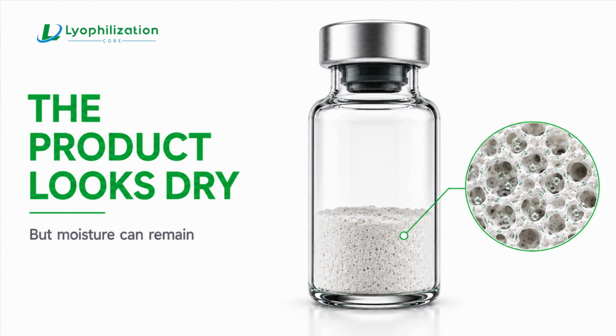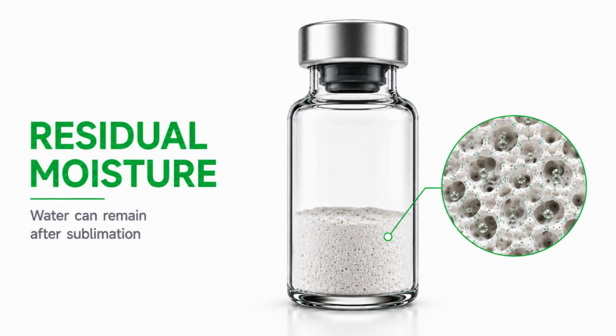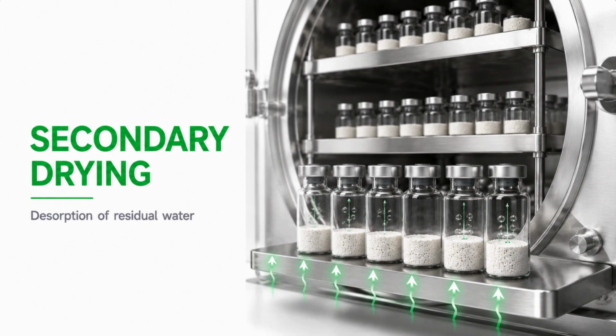At the end of primary drying, the product looks dry. The ice has been removed and a porous cake remains. But visually dry does not mean completely free of water. Some moisture can still remain associated with the dried matrix. This is where secondary drying begins, with a different objective: removing residual water from the product.